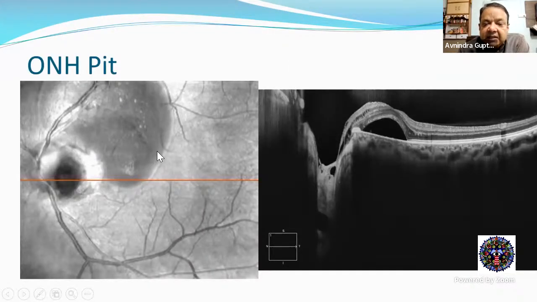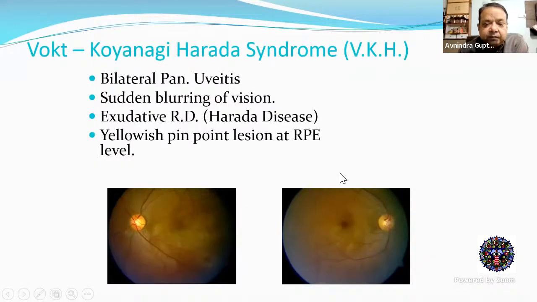In this patient, you can see on the red free picture a massive serous detachment on the posterior pole. And if you see this area, there is an optic nerve head pit. A high resolution OCT scan shows a subretinal fluid with an optic nerve head pit. Actually, in these patients, on fluorescein angiography, you will not find any leak, and the typical OCT pit on the optic nerve head will clinch the diagnosis for you.